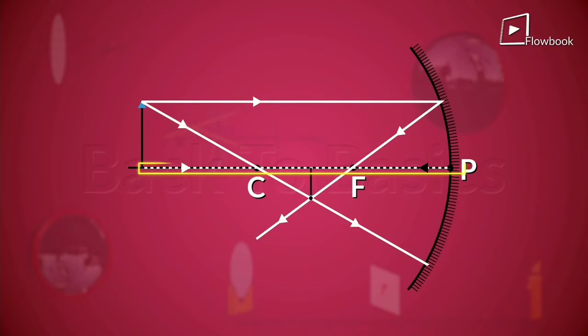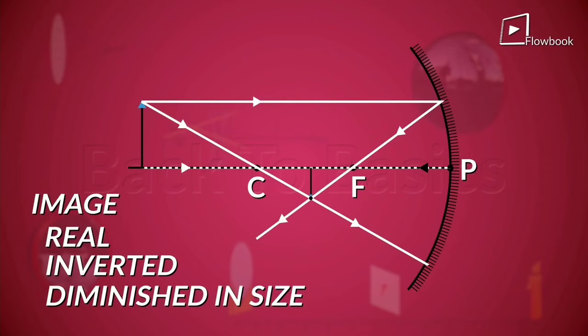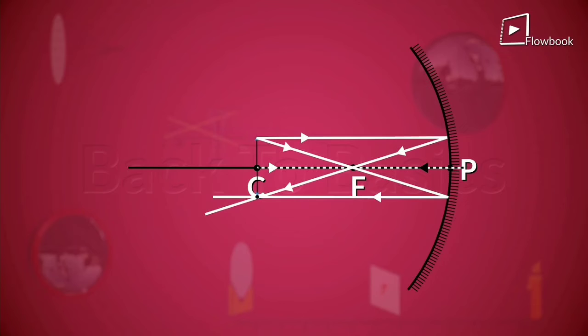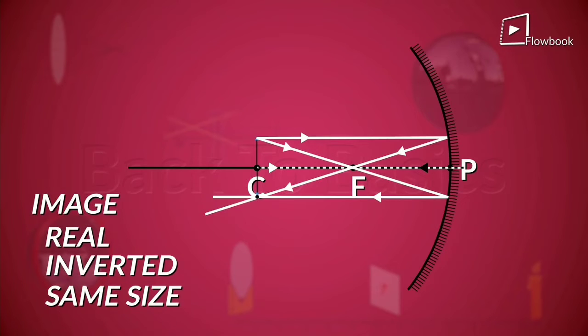Now, coming to the lowermost point, the ray passing through the center of curvature and parallel to the principal axis are both coincident, and this image will be real, inverted, and is diminished in size or smaller in size than the object. Now, if he stands on the center of curvature using the same rays, the image will also be real, inverted, but of the same size. Also, even the image is formed exactly at the center of curvature.